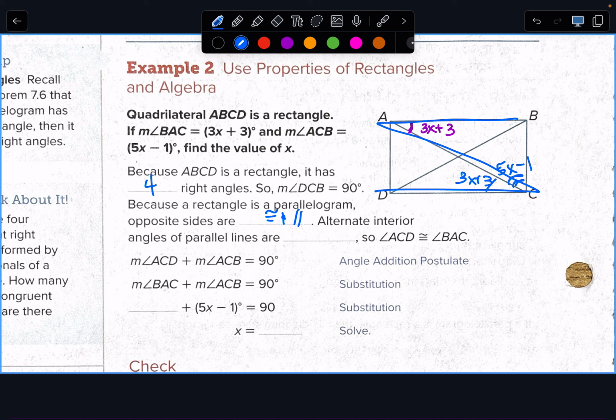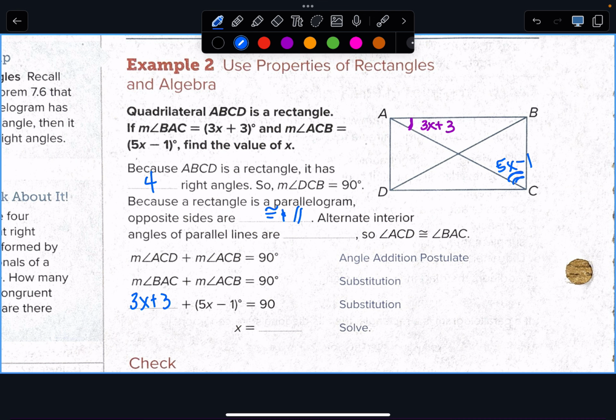But you know what I was looking at it as? I was looking at it as, hey, we have a right triangle. Does it matter? No, because either way, we know that these two add up to be 90 degrees. They are complementary. We know that 3x plus 3 plus 5x minus 1 needs to add to be 90 degrees.